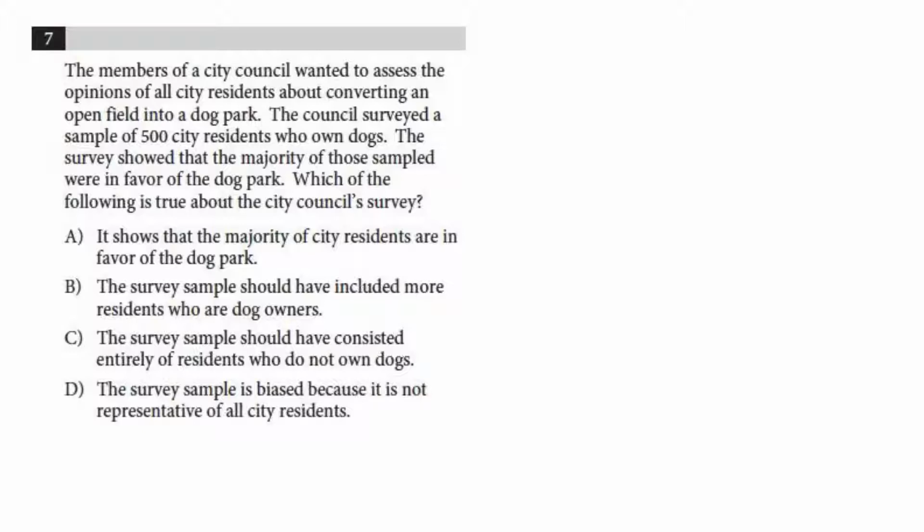Number 7. The members of a city council wanted to assess the opinions of all city residents about converting an open field into a dog park. The council surveyed a sample of 500 city residents who own dogs. The survey showed that the majority of those sampled were in favor of the dog park. Which of the following is true about the city council's survey? Okay, so I don't know that that's necessarily going to be representative of the entire population. There very likely is some bias among dog owners. Dog owners probably prefer a dog park more than non-dog owners. But let's take a look at these answers.